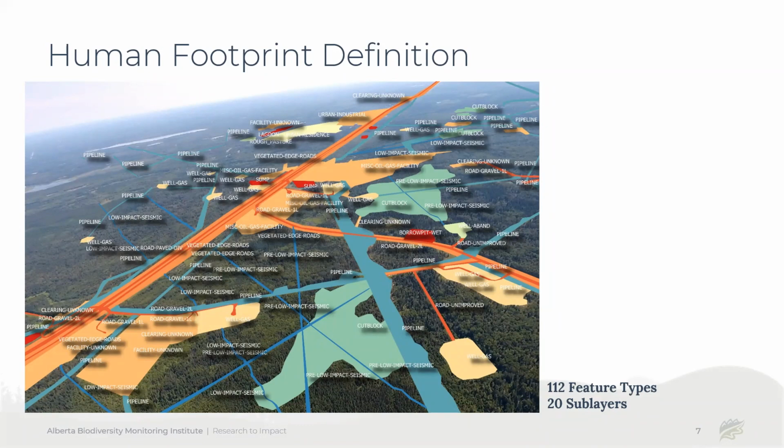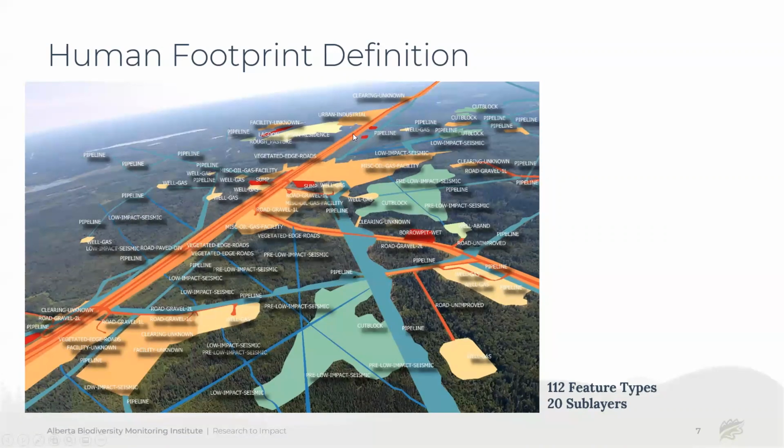Currently we maintain 112 feature types and 20 sublayers. So if you look at this picture, and Sydney, can you confirm whether you can actually see my cursor as I'm moving up and down? Yes, we can. All right.